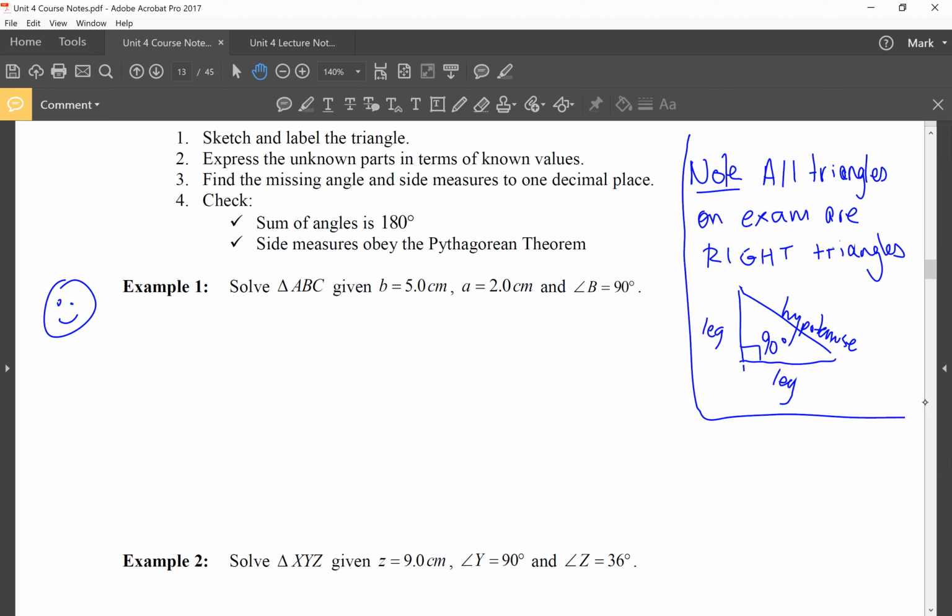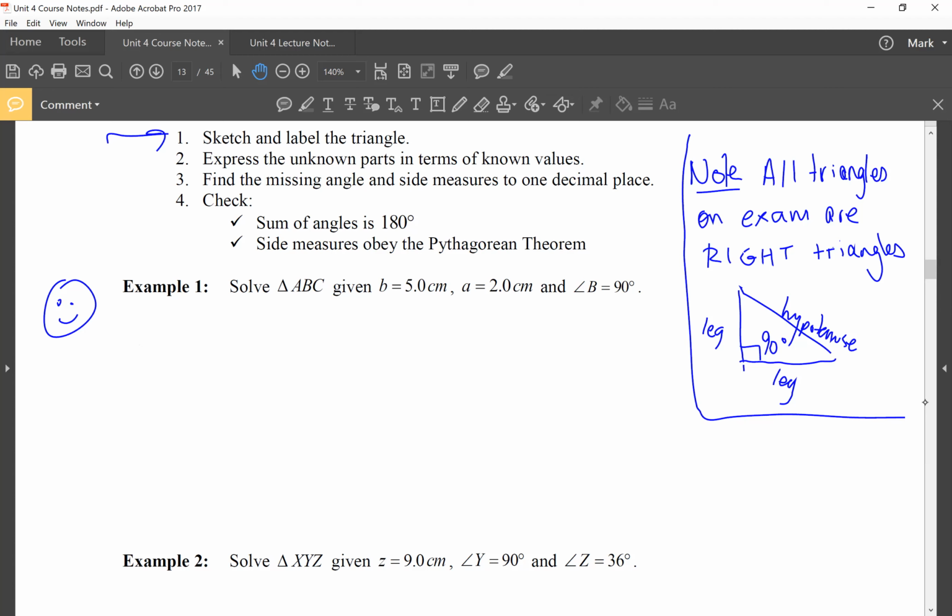Okay, so let's get started. I'll do a couple of examples, get you guys to practice, then we'll look at some word problems. So triangle ABC. First things first, step number 1, I'm going to sketch and label the triangle. I can draw this triangle any way that I want. I am choosing to draw my right triangle like this. It doesn't matter. You can draw it any way you're comfortable.